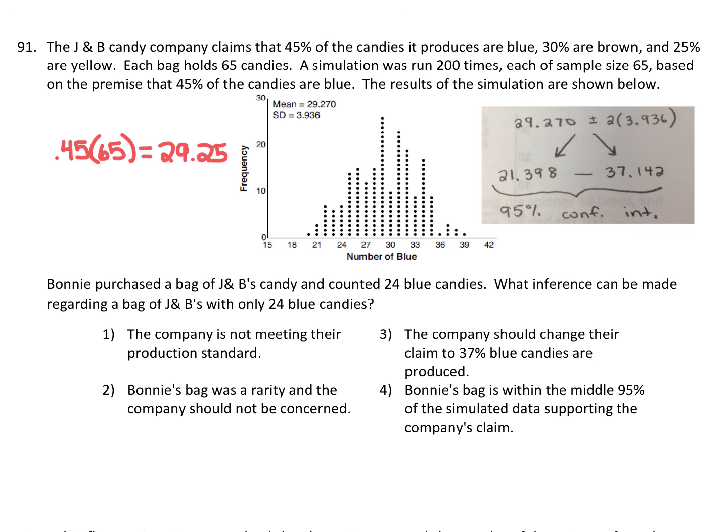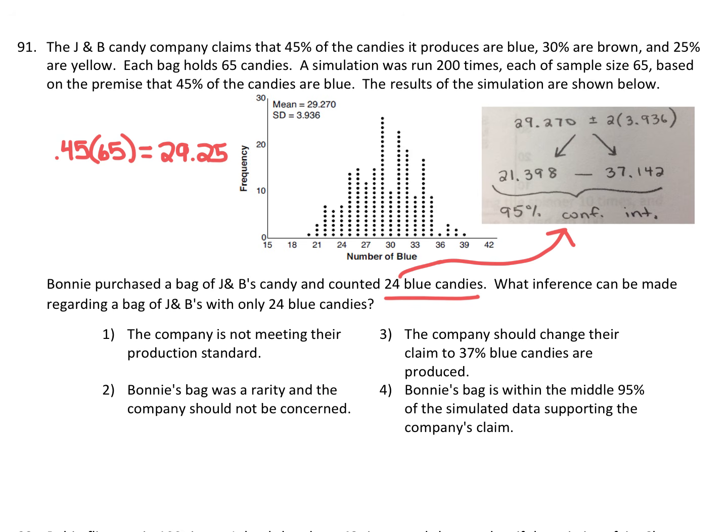Okay, so what I did is, because they give us this, right, let's first find the 95% confidence interval. So I did the mean plus and minus 2 standard deviations, and I found the 95% confidence interval to lie somewhere between 21.398 and 37.142. So anything within this interval is an expected outcome. So since Bonnie purchased a bag and counted 24 blue candies, isn't 24 within the 95% confidence interval? So if that's within the confidence interval, that would be an expected outcome.